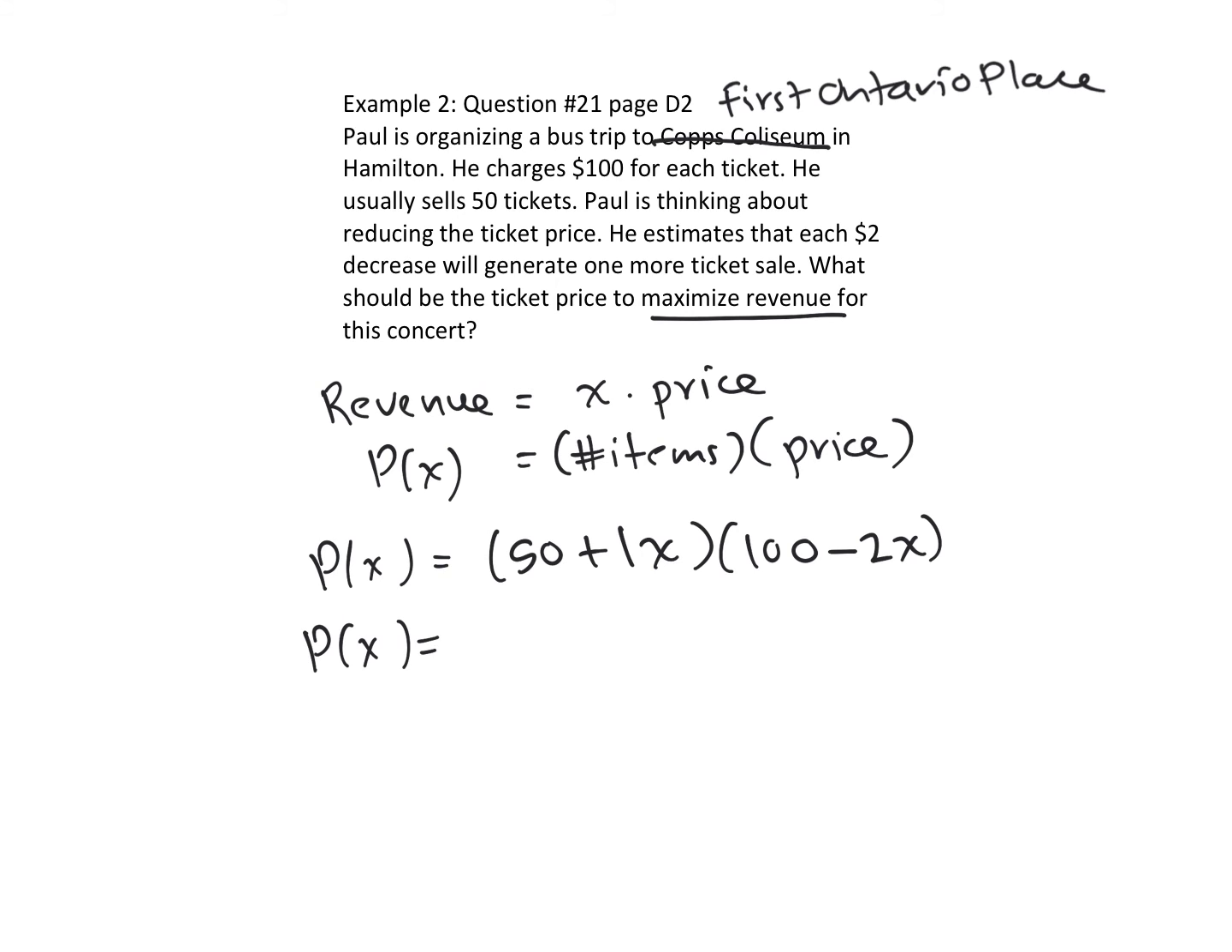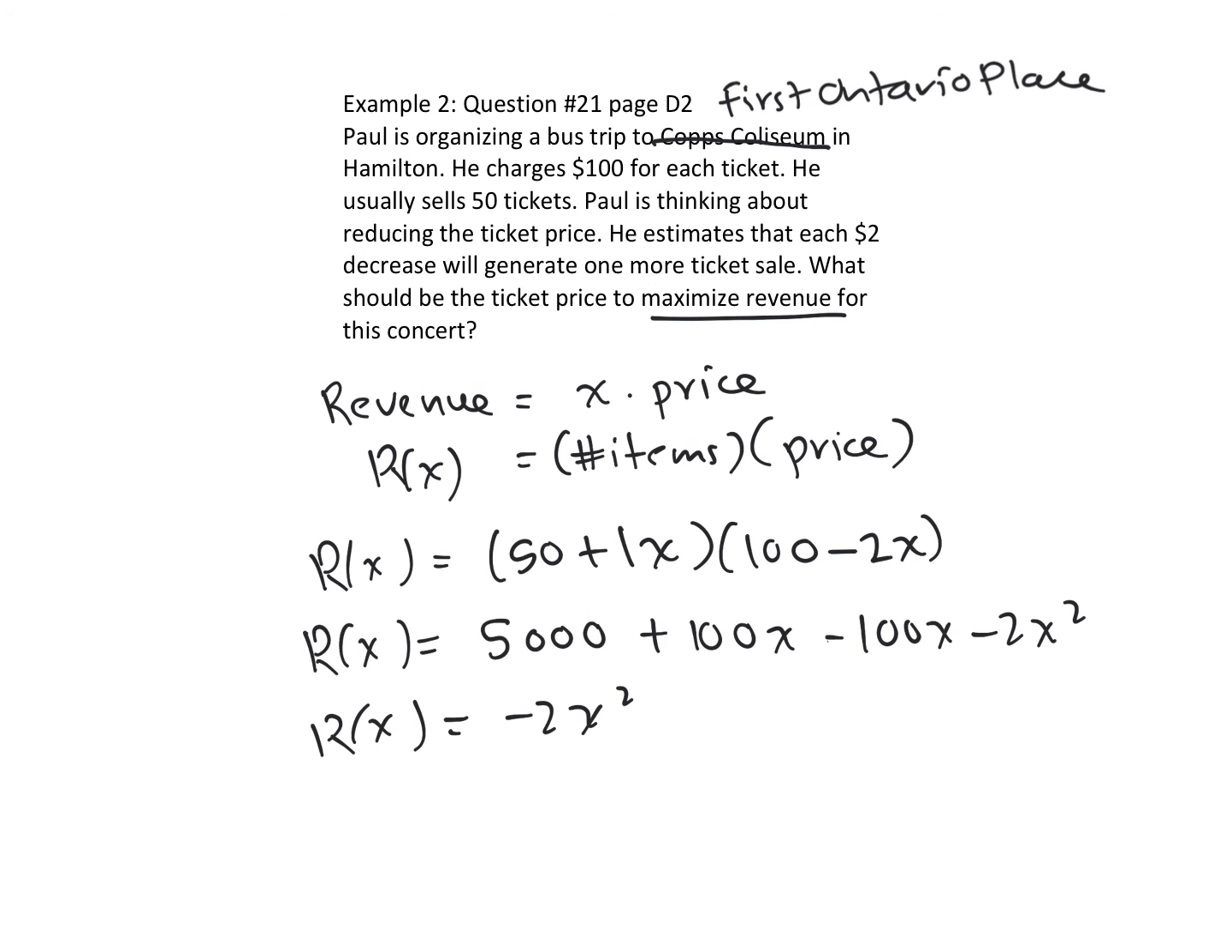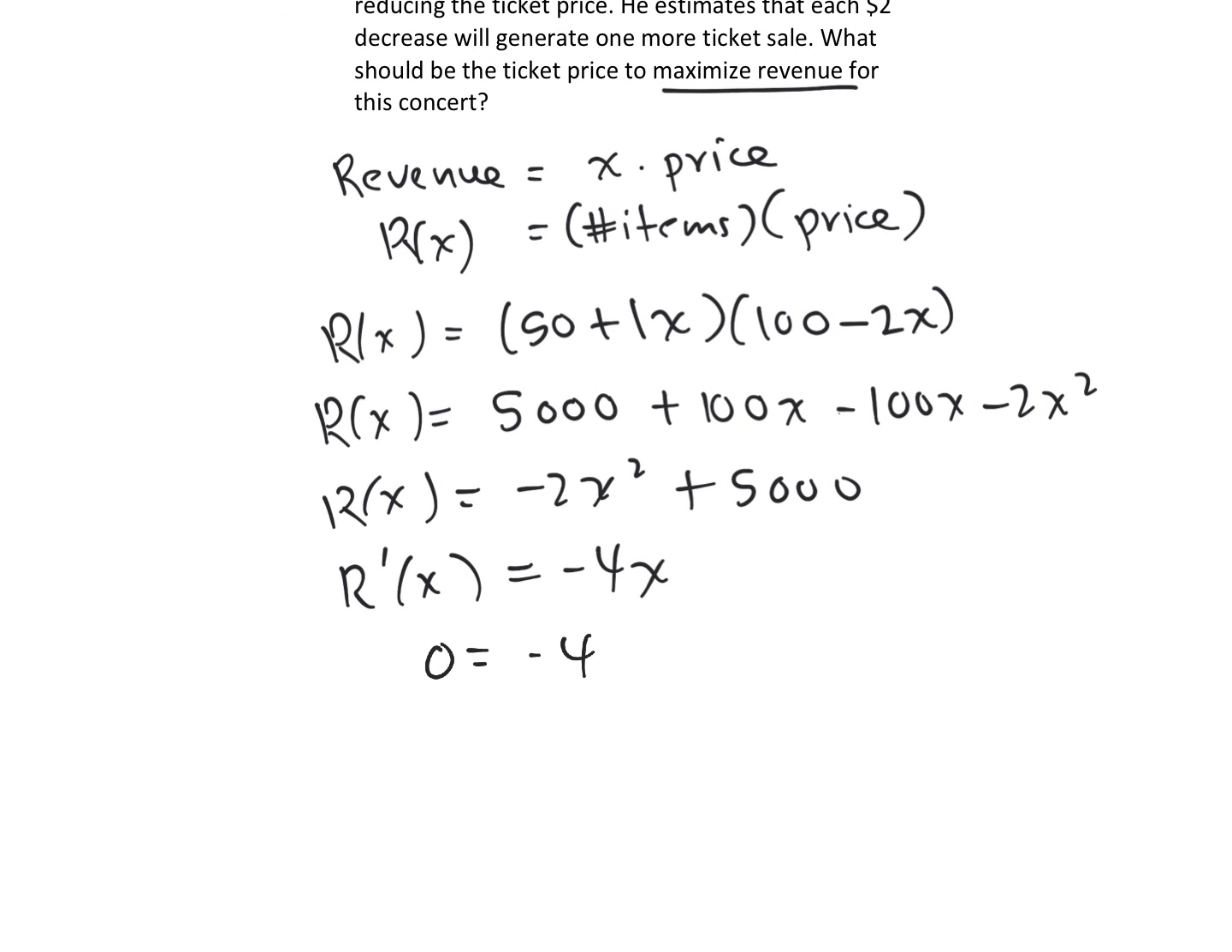I'm going to expand these 2 brackets. That's a minus. And so my revenue function is minus 2x squared plus 5,000. And I want to maximize, so we'll find the derivative, which is minus 4x. And then we'll solve for x.